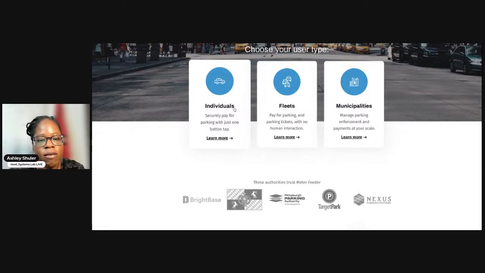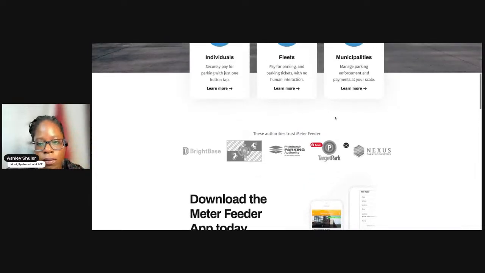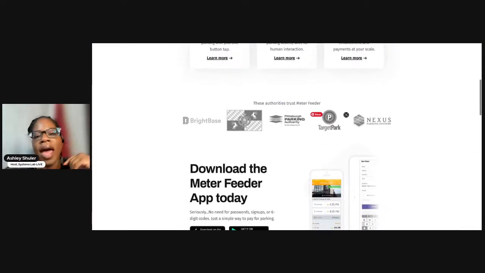Choose if you're an individual. Oh, so you can pay for parking with just one tap. Fleets pay for parking with no human interaction, and then municipalities can use this for enforcement, basically giving out tickets.